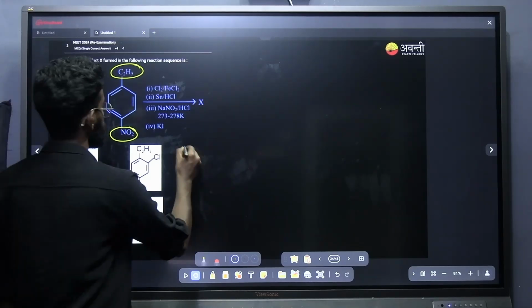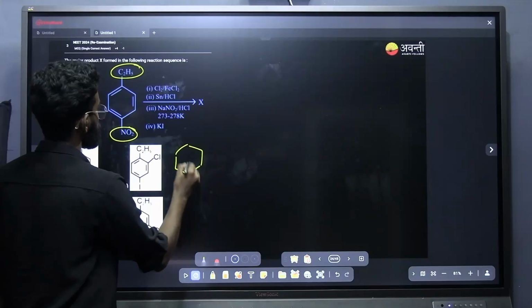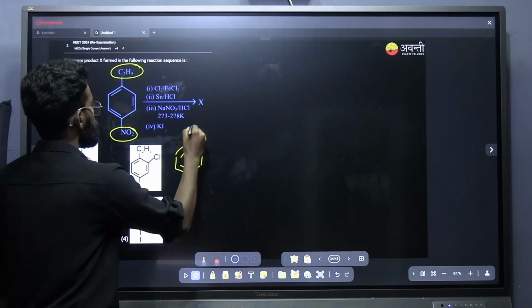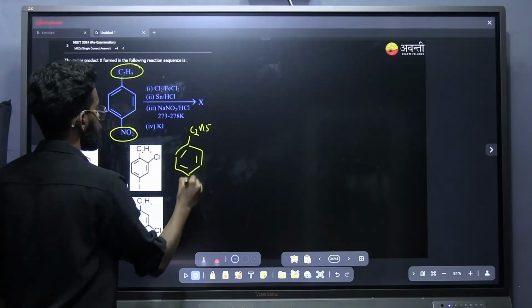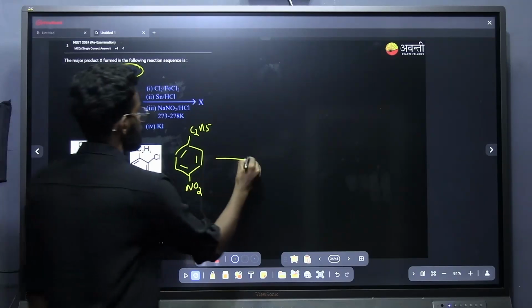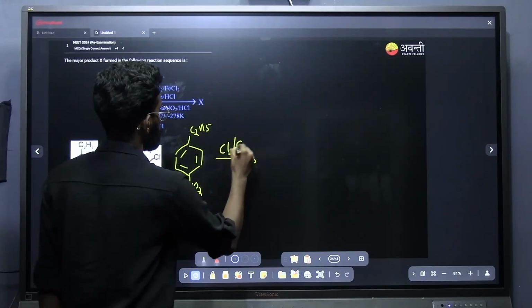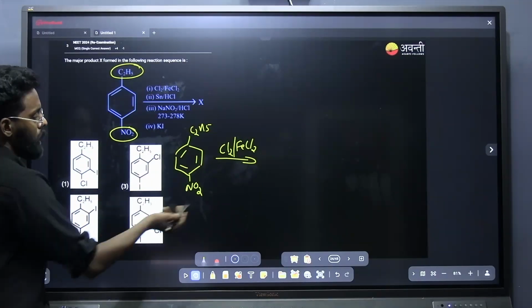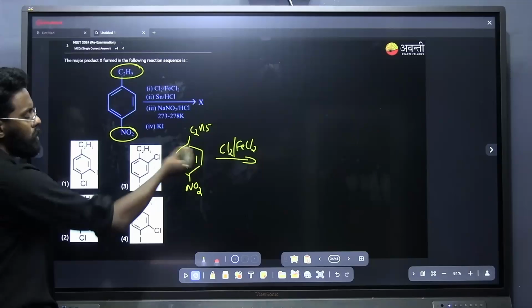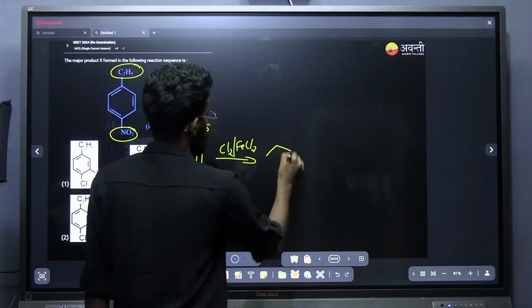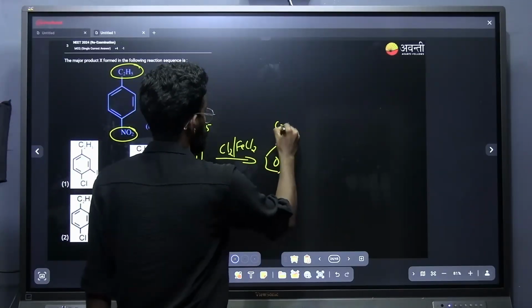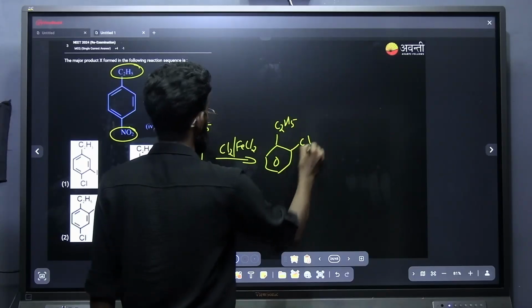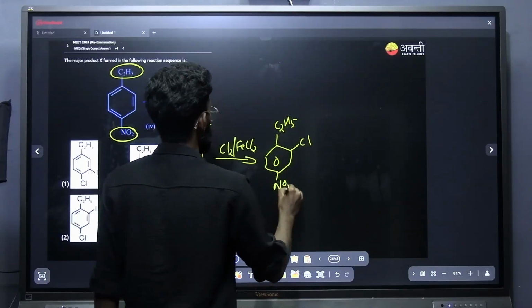Okay, I will be solving it. C2H5 with NO2. What is this one? Cl2 in presence of FeCl3 is a halogenation reaction. And here the para position is already substituted, so I will be placing chlorine in the ortho position. C2H5, this is the chlorine here, and NO2.